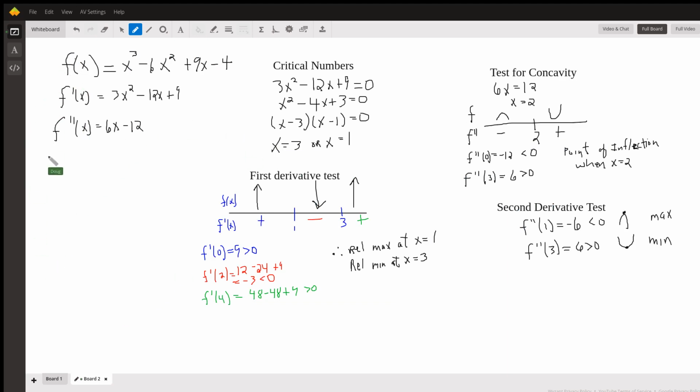Here's the original f of x. Here's f prime of x using the power rule: 3x squared minus 12x plus 9. Here's the second derivative, 6x minus 12.